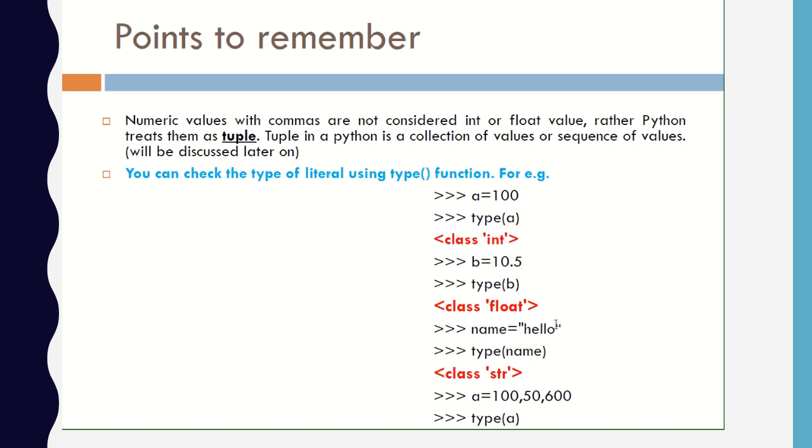Next, name = "hello". Type of name: name is my identifier, where we are saving hello. Which class will it show? String type. a = 100, 50, 600; type(a) shows it is a tuple, meaning three entries are being made. More than one entry is known as a tuple. A tuple is a Python collection or sequence of values.